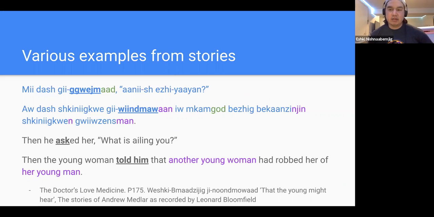The different one, or the different ones. Shkini Kwen, the young woman, another different one, Bekans and Jin Shkini Kwen, a different woman, took her young man, Guzensman. So you see the word order is the young woman told him, someone took something from her, one different woman, or different young woman, her young man.